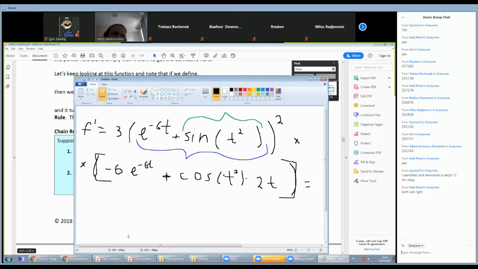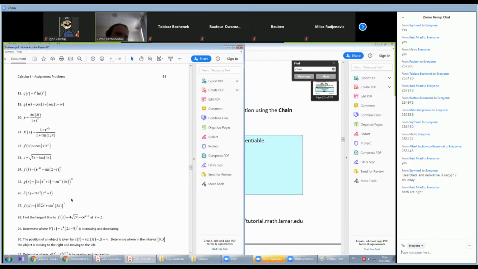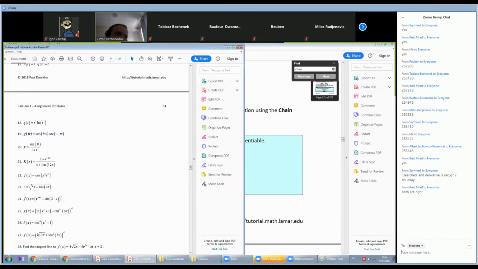Right. So those were the examples with composite functions. Once again, there are many more examples.